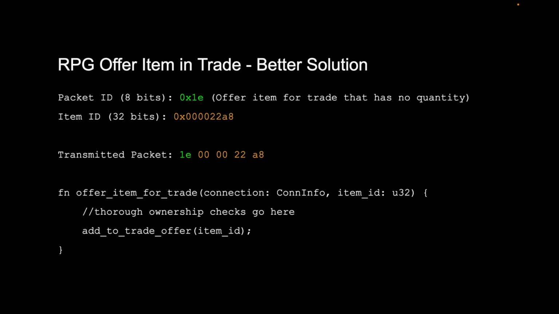A better solution would be to have a different packet for items that have no quantity, so that quantity isn't even specified. In this case, you just say, I want to put my sword in trade, and have no ability to specify a quantity. And then the server, after doing thorough ownership checks to make sure that you actually have the sword, would then put it in the trade screen.